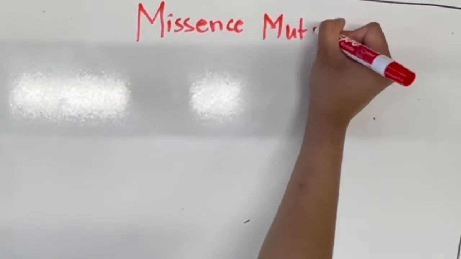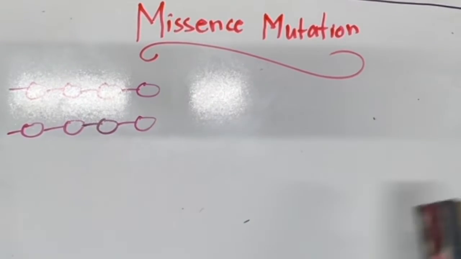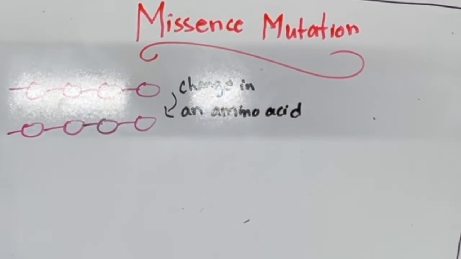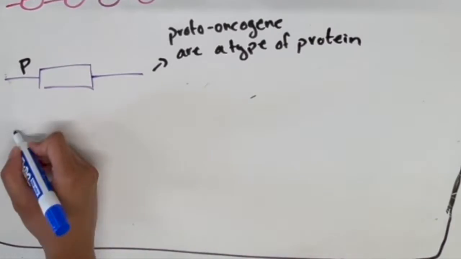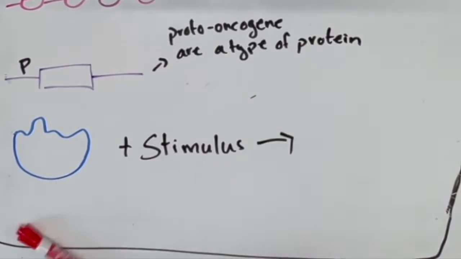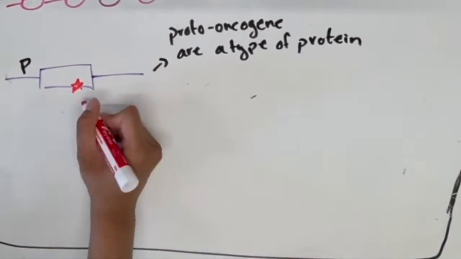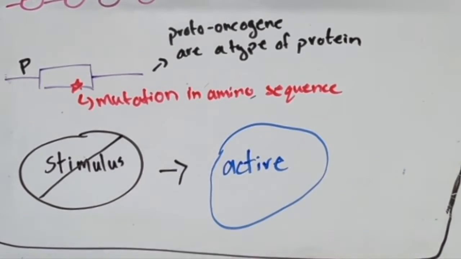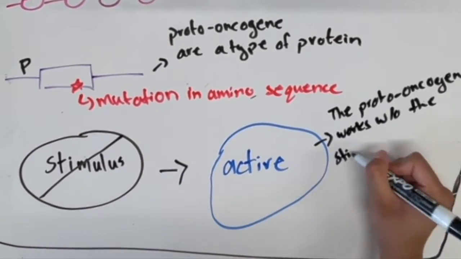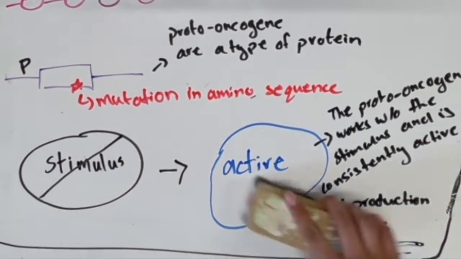The third method is missense mutation. So missense mutation changes one of the amino acids of the proto-oncogene, as proto-oncogenes are a form of protein. Proto-oncogenes begin in their inactive state. However, upon the addition of a stimulus, they will become activated and carry out their tasks. If a mutation occurs within an amino acid, then the activated proto-oncogene will become permanently active, and it will now be known as an oncogene. The mutated proto-oncogene will produce active proteins rather than the inactive one. This active protein will cause a cell cycle to continuously occur.